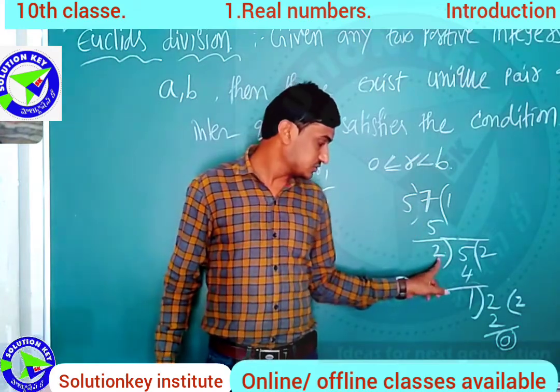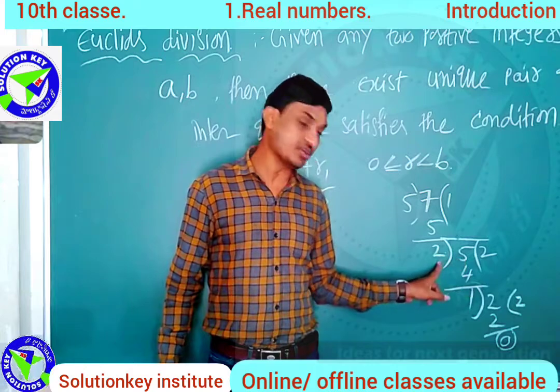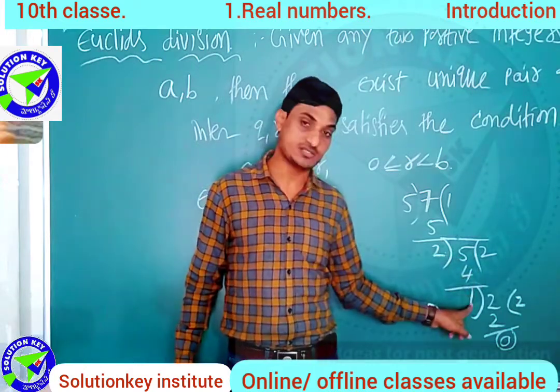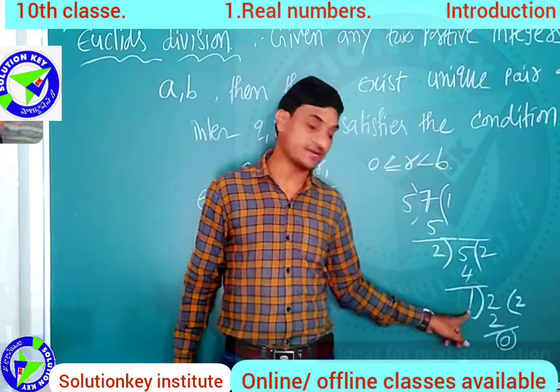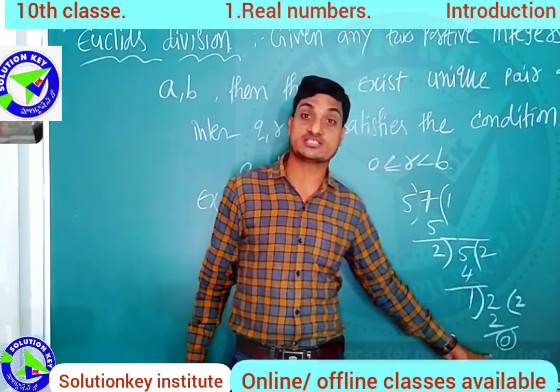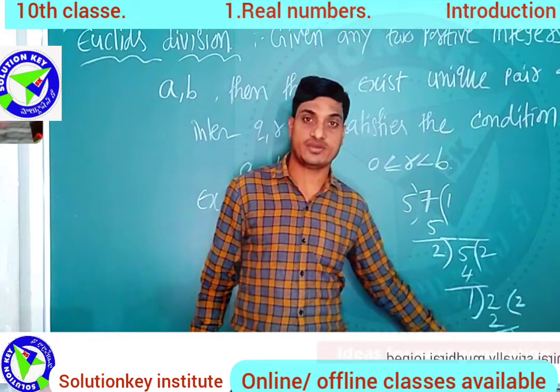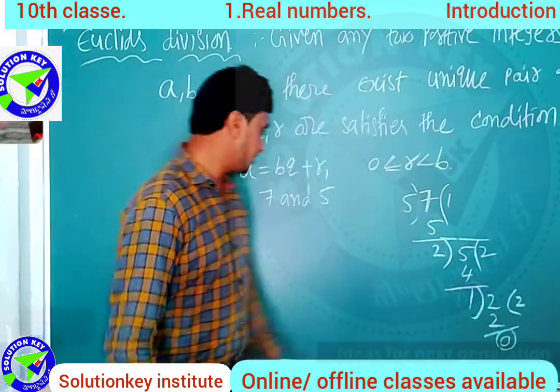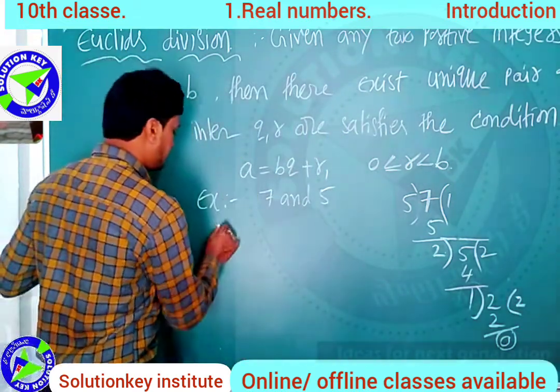Again 5 is greater than 2, then again you continue this. Again you are getting remainder 1, again you are doing with the 2. So finally you are getting the zero remainder. So that's only I am writing here. This is the solution for this.